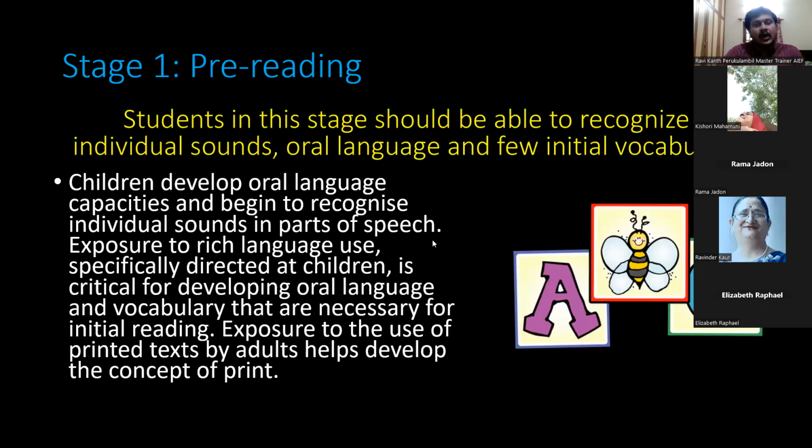Stage one is called pre-reading. Students in this stage should be able to recognize individual sounds, oral language, and a few initial vocabulary words. This happens in the early childhood stage. Here children develop oral language capacities and begin to recognize individual sounds in parts of speech. Like if someone is speaking, they try to identify the sounds of those words.